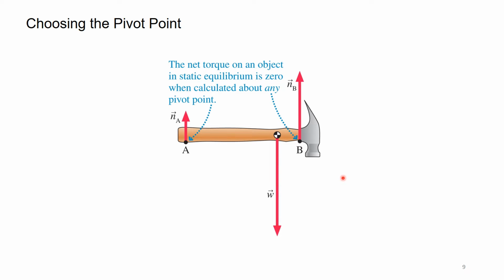Okay, so when an object is in static equilibrium, you can choose any pivot and you will still get 0 torque. We'll look at examples of how to cleverly choose pivots to help with our calculations. But nonetheless, again, an emphasis that when an object is at static equilibrium, you can choose any pivot and you're guaranteed to get 0 torque when you add up all the torques correctly around the pivot.